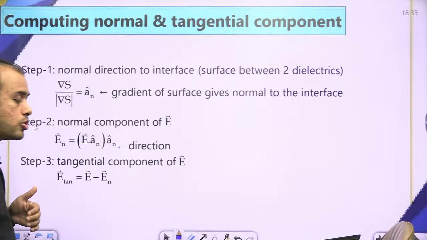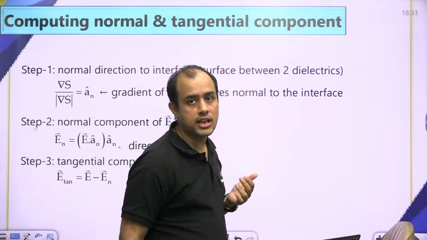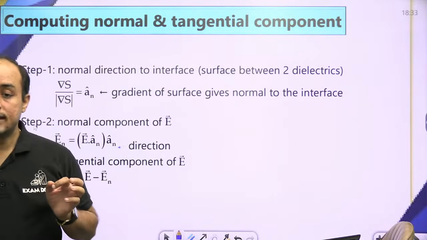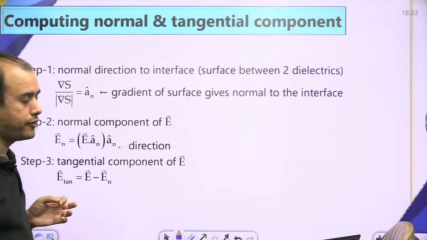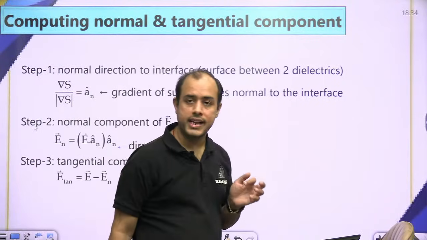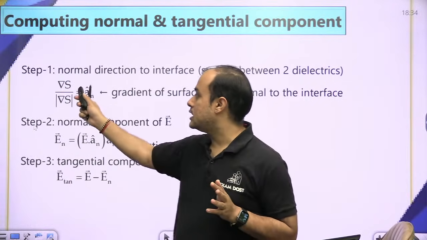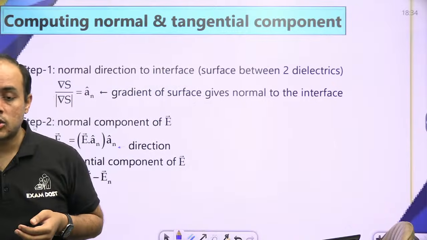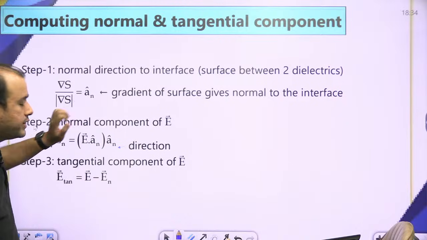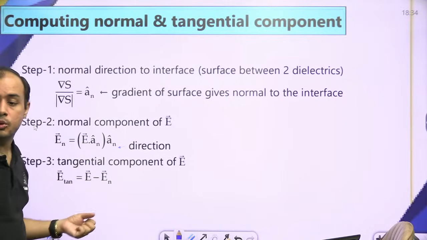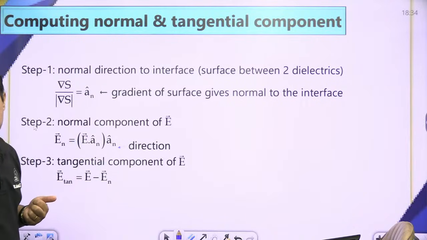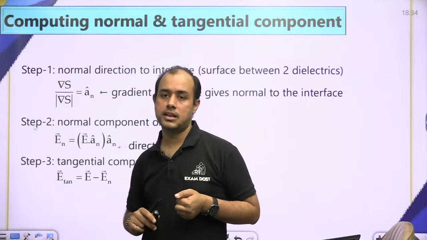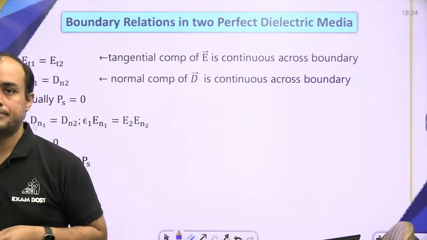Now बेटा, how to compute the normal or the tangential component of a field? The unit normal is first taken as the gradient of a surface. The gradient is always oriented in the normal direction. So gradient by its magnitude is the unit normal. To find the normal component of a field, you take the dot product with an cap, that is the scalar component. Then you again write an cap to show the direction. And the tangential component is total minus normal.